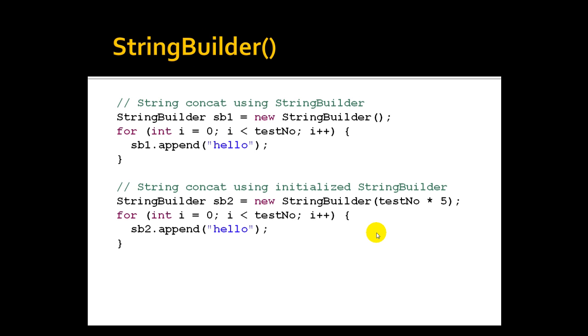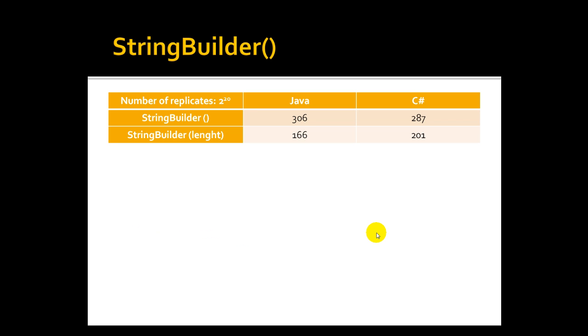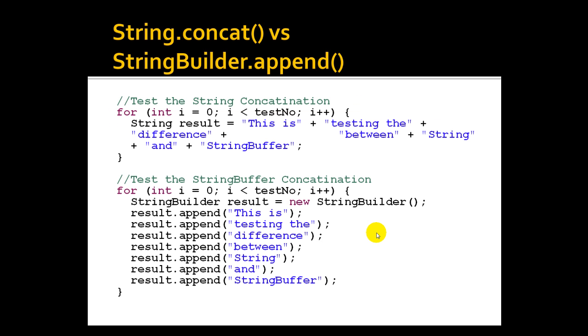StringBuilder. These are the two methods which will be compared in both languages, and the comparison table will be shown next. StringBuilder took only 306 milliseconds in Java, but it took 287 milliseconds in C#. StringBuilder took 166 milliseconds in Java, and it took 201 milliseconds in C#. When you compare both, you can see that both the methods are equal.